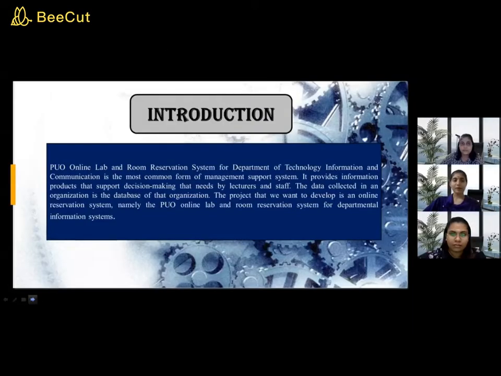Introduction. PUO online lab and room reservation system for Department of Technology Information and Communication is the most common form of management support system. It provides information products that support decision making that is needed by lecturers and staff. The data collected in an organization is the database of that organization. The project that we want to develop is an online reservation system, namely the PUO online lab and room reservation system for Department of Information Technology and Communication.